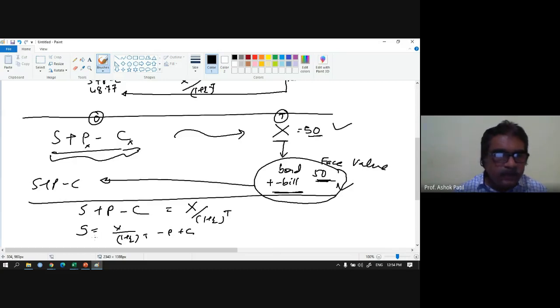Okay, so if I don't have the share and you want to buy the share, you can do this: buy the bond, sell the put, and buy the call, and you will get the exact behavior of the share.